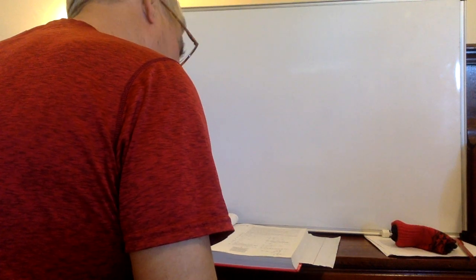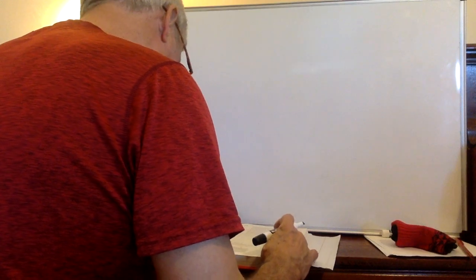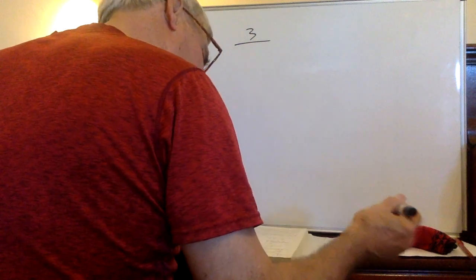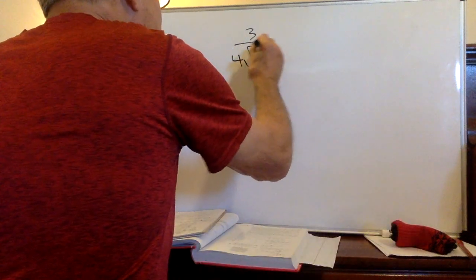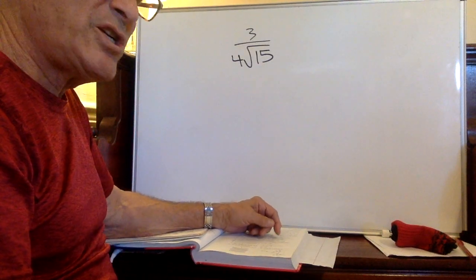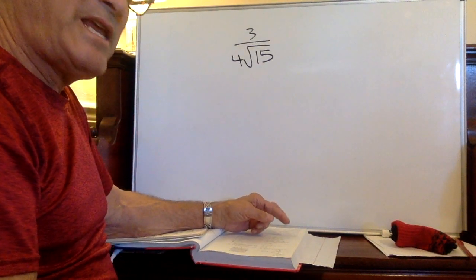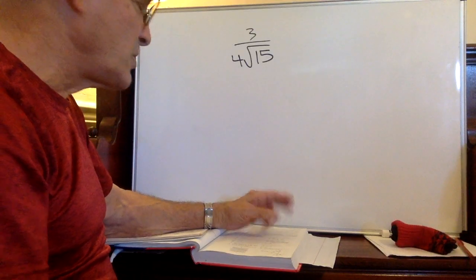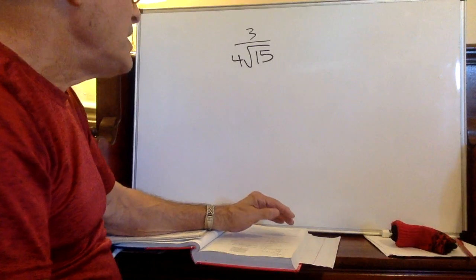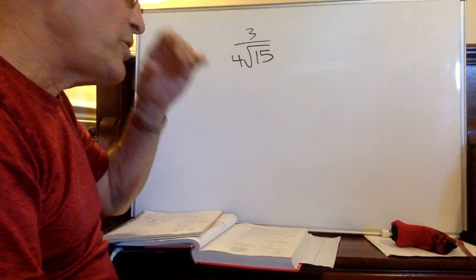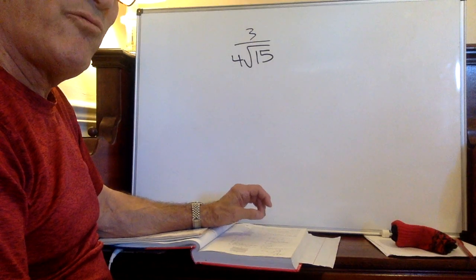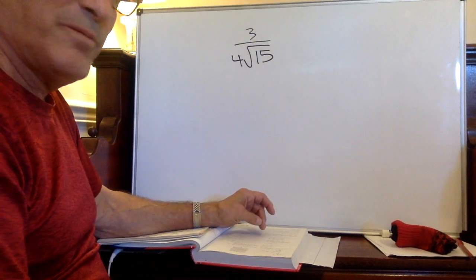Number 19, 3 over 4 root 15. All right, again, our rules of radicals, you can never have a fraction that has a radical in the denominator. You have to what is called rationalize the denominator. And in order to rationalize the denominator when you have a radical, you have to multiply by whatever you need to make that radical in the denominator disappear.